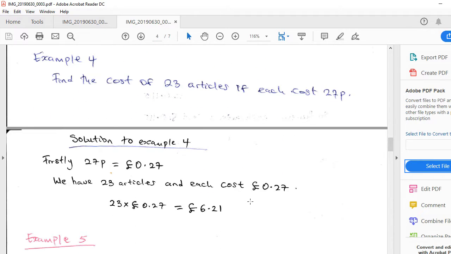So let's go to the fourth example. Let's find the cost of 23 articles if each costs 27 pence. So basically you have 23 articles and one of those articles costs 27 pence. So firstly, 27 pence equals 0.27 pound. So you convert the pence to pound, which is 0.27 pound. And now we have 23 articles and each of them costs 0.27 pound. Then you just multiply 23 by 0.27 pound, which we're going to be getting 6.21 pound, which is basically 6 pound 21 pence. So I hope you understand that.